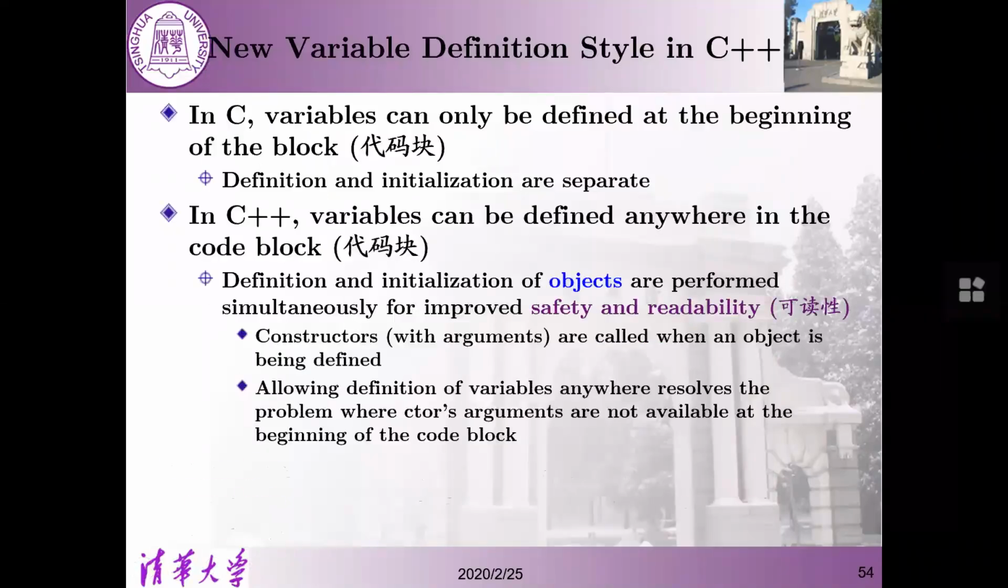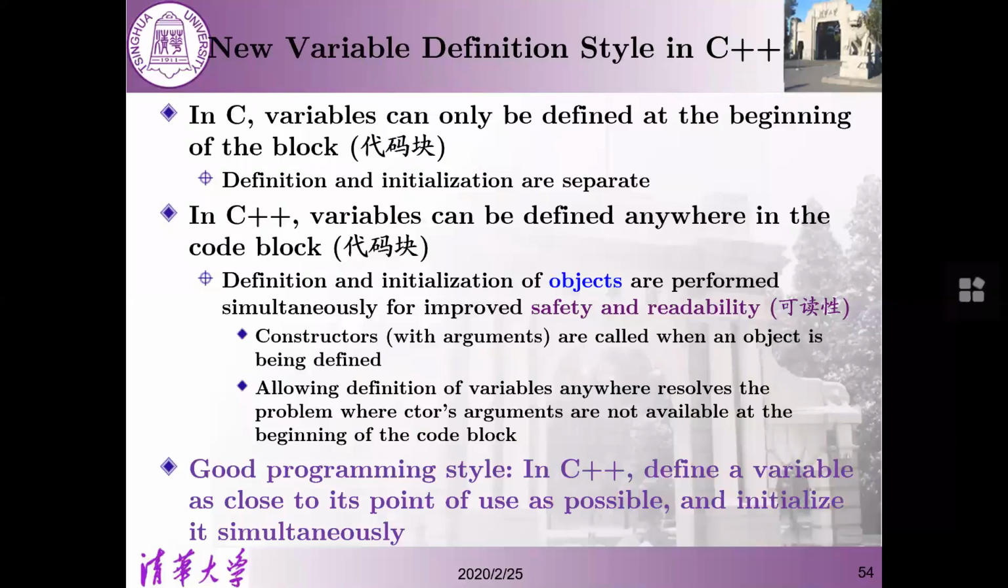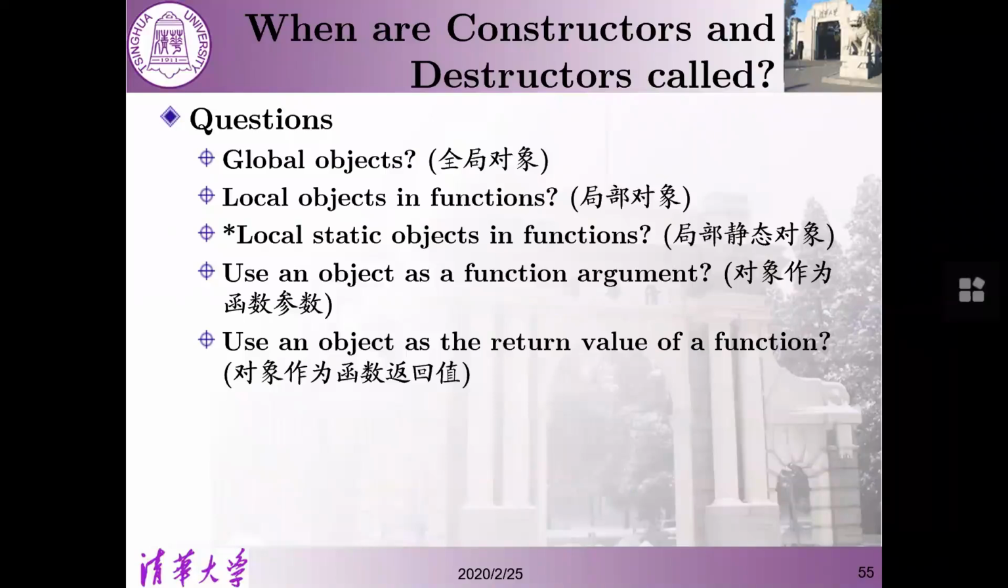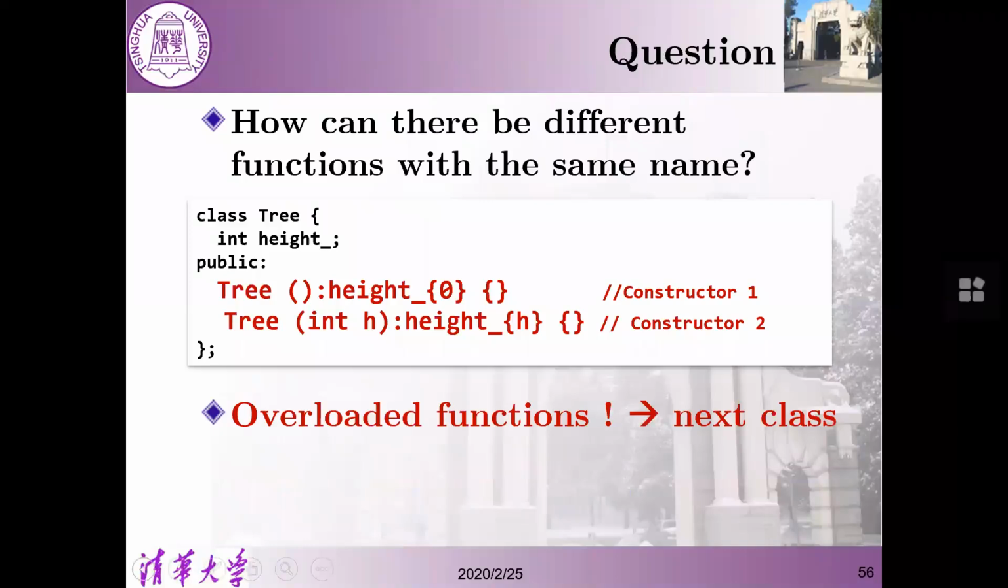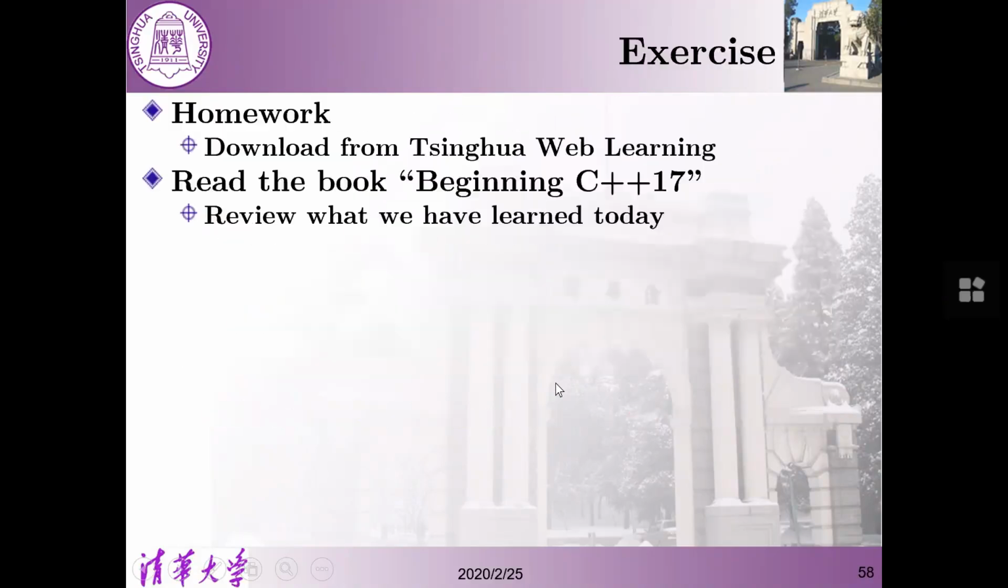Then we have some new ways to define the objects. So the good programming style is to define variables as close to the point of use as possible. Right? So this is actually not so difficult to understand. Then we have some questions for you to practice. And now for next class, we will learn the overloaded functions because we have different versions of the constructors with the same name. So this is overloaded function for next class, okay?